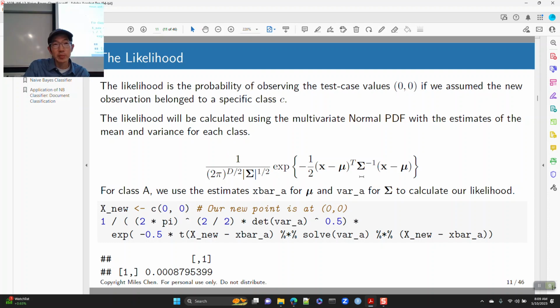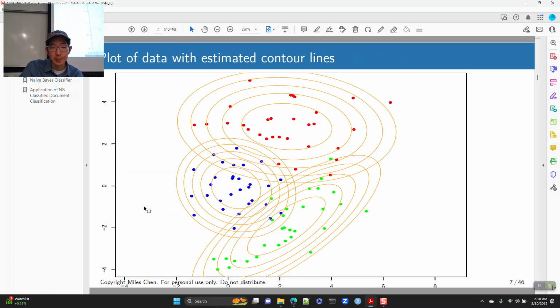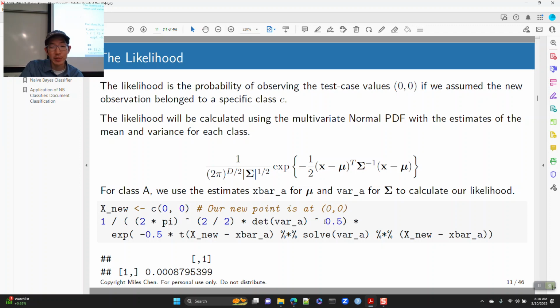We can use the multivariate normal PDF, which is this. If I ask what's the probability of getting x new, I can do 1 divided by 2 pi raised to the d over 2, where d is 2 dimensions, multiplied by the determinant of the sigma matrix, which is our variance matrix for A based on our estimates, raised to the 1/2 power, times e to the negative 1/2 of the transpose of x new minus mu, which is x bar, times the inverse of the variance matrix times x new minus x bar, and we get this.